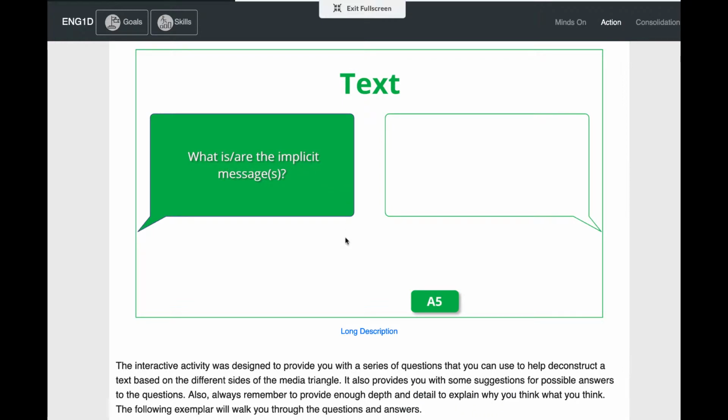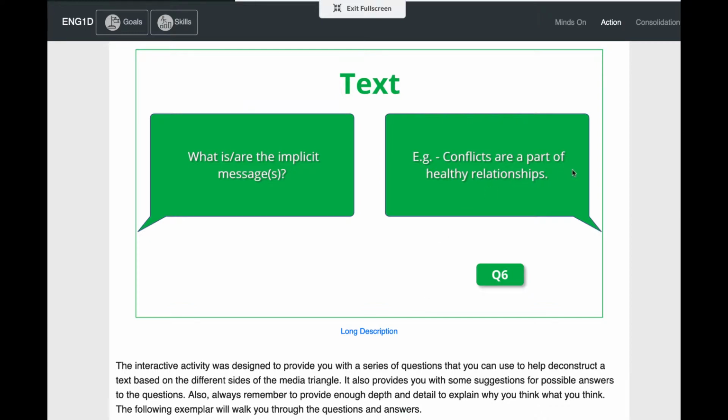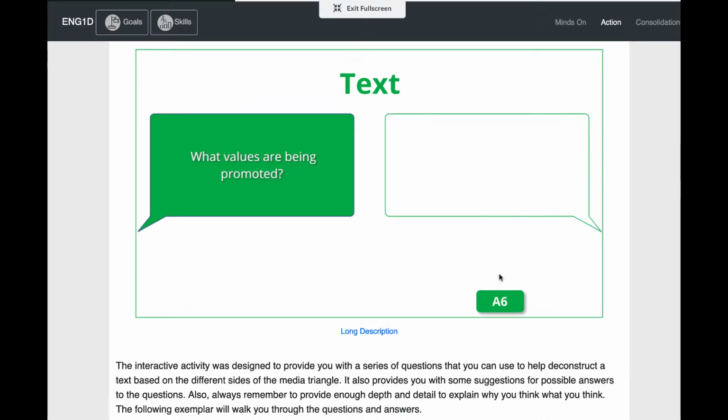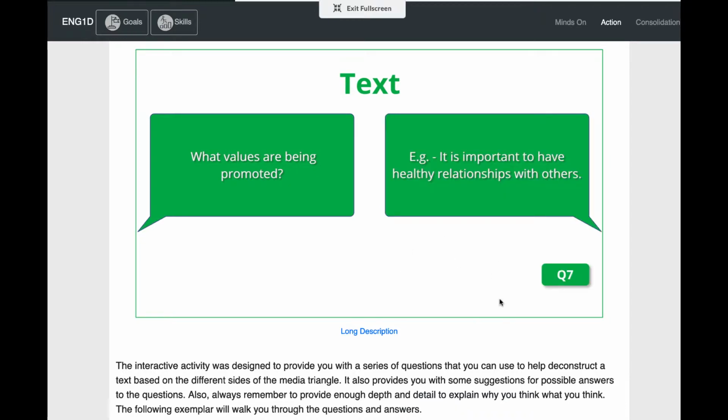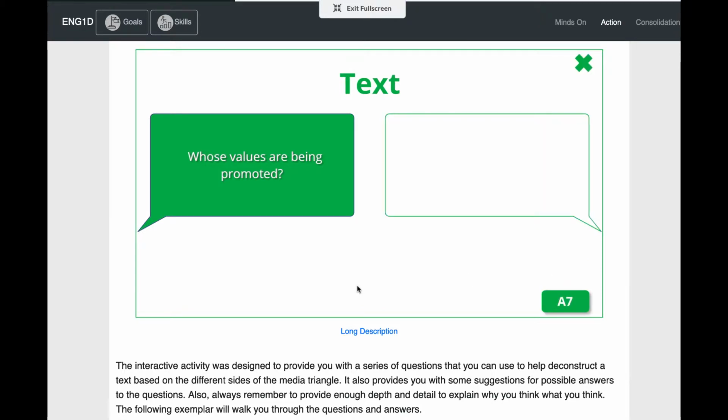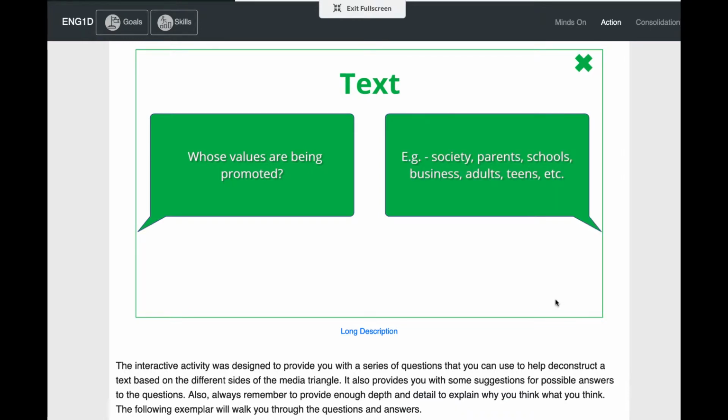What is or are the implicit messages? The answer would be, conflicts are a part of healthy relationships. So this would be the subtext. What values are being promoted? And the answer, it is important to have healthy relationships with others. Whose values are being promoted? Society, parents, schools, business. So it's anyone in our culture.